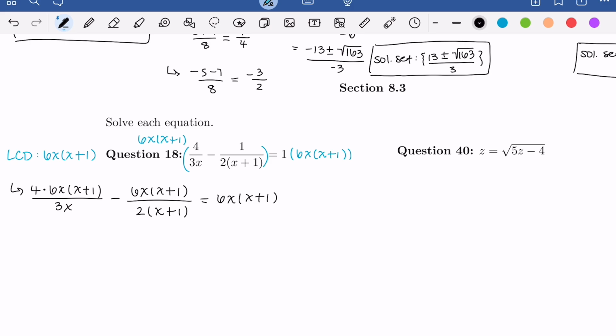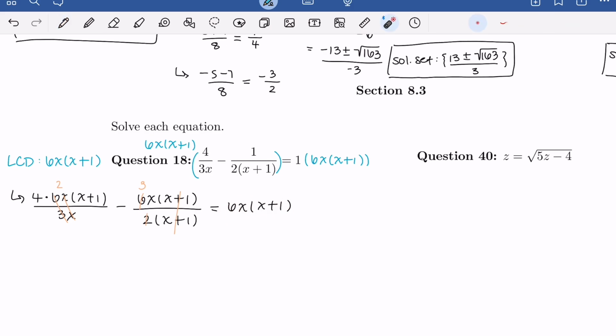So from here, let's see what can cancel. Notice for this first term, we have a 6x and a 3x. So these are going to cancel. We're just going to be left with 2 here. Now for the second one, this x plus 1 is going to cancel on the top and bottom. And then we also have a 6 and a 2 here, so we're going to be left with just 3x there. And then nothing's going to cancel on the right-hand side.